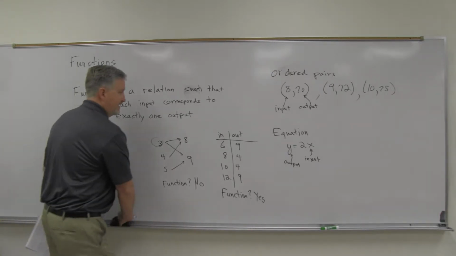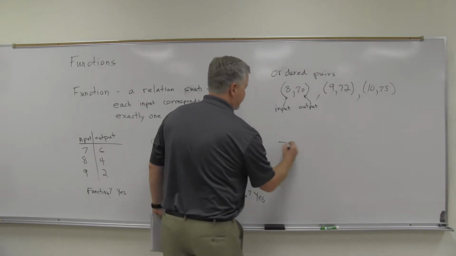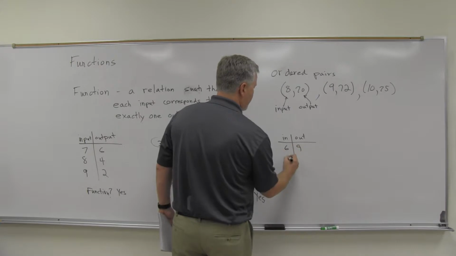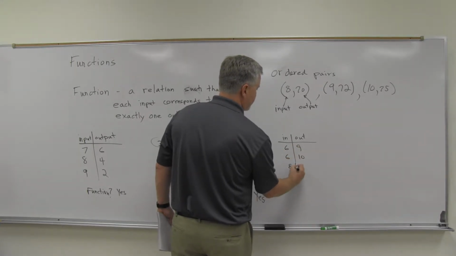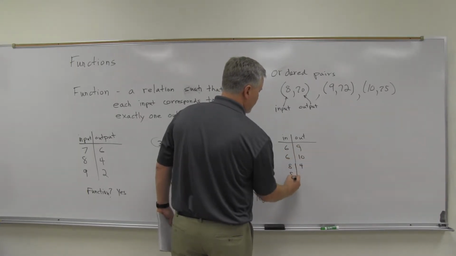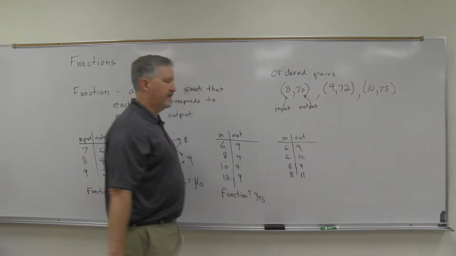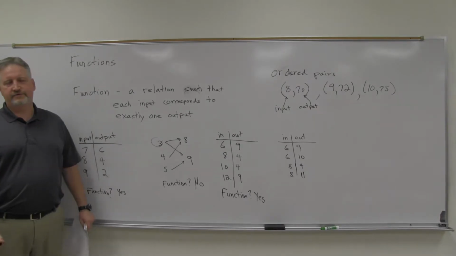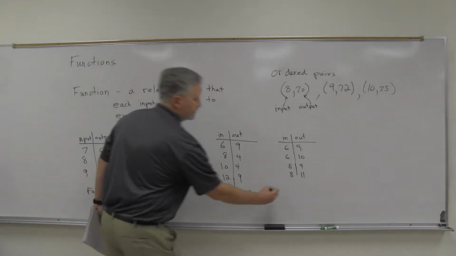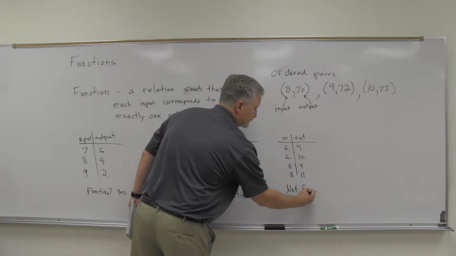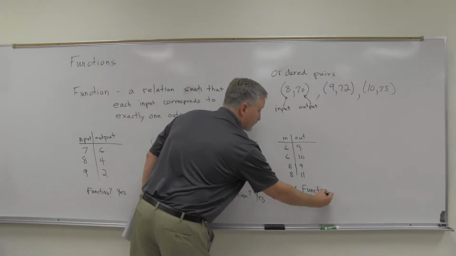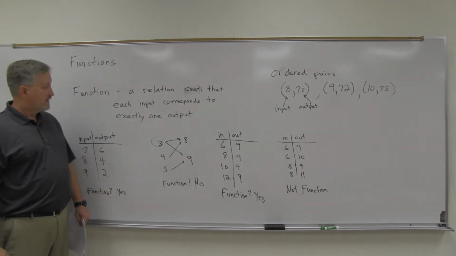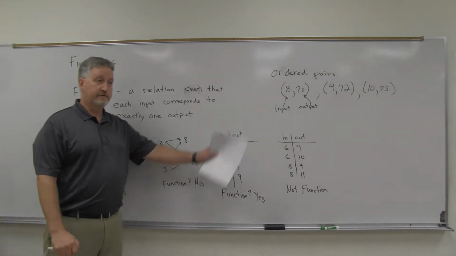Basically what it amounts to is, in a table situation, we couldn't have 6 going with 9, and then 6 going with 10, and 8 going with 4, and 8 going with 11, or something like that. You couldn't have the same input going to 2 different outputs. So that one's not a function. The input cannot be repeated throughout the rest of the table, but the output can. The output can be repeated, the input cannot be, if you're talking about a table, that's right.